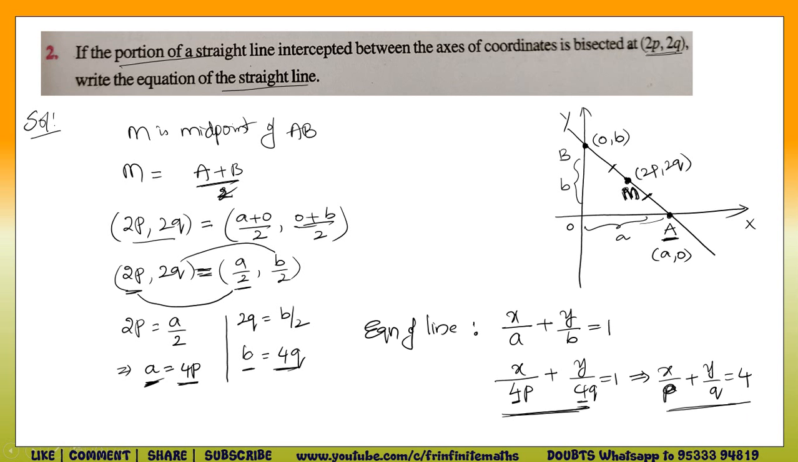So what we have done here is find the intercepts and directly substitute their values, and then we have the line equation. Otherwise you can take the LCM and write QX plus PY is equal to 4 times PQ. That is also one of the answers. So this is also one of the forms of that particular line equation. We can represent this in different forms.